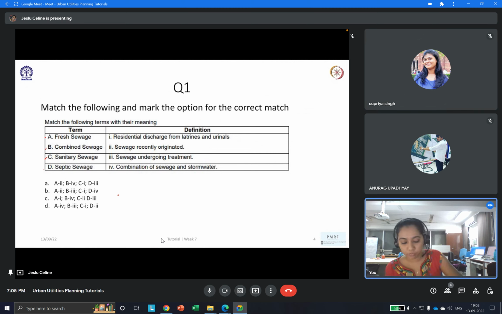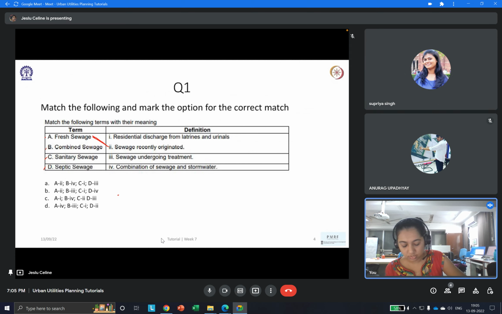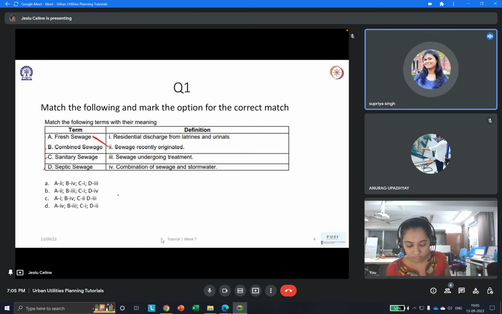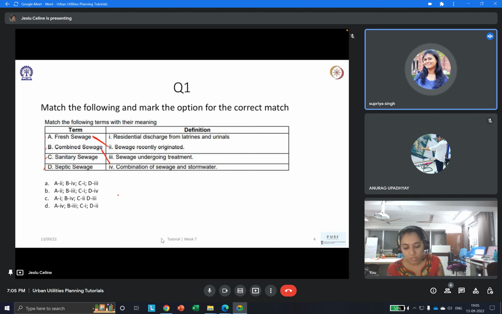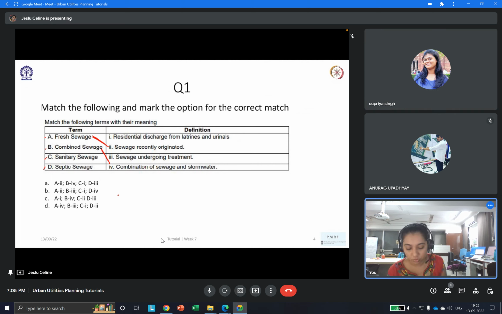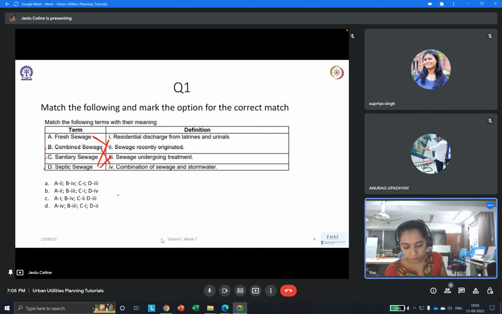You can just start off. Fresh sewage, which is it? Is it residential discharge from latrines and urinals? Second, sewage recently originated. Okay, you're saying this is second. Fine. Combined sewage will be sewage plus stormwater. Okay, fine. Sanitary and septic. Sanitary sewage, and you have septic sewage also now. Any guesses? Septic is sewage undergoing treatment, and sanitary is the first one. Okay, so this is what you're saying. Fine.